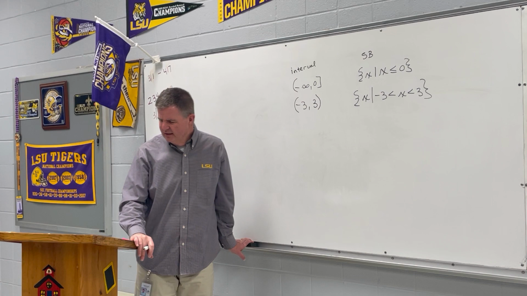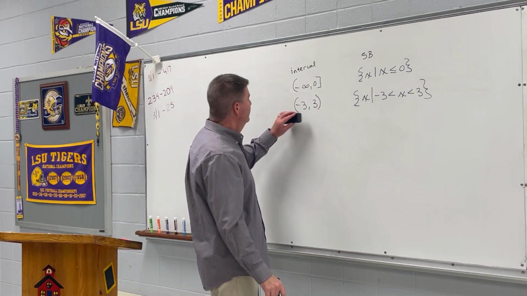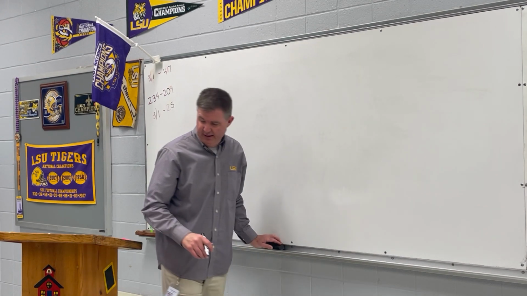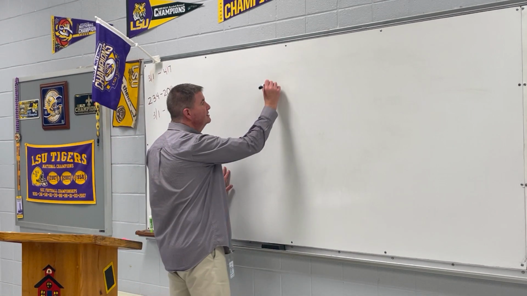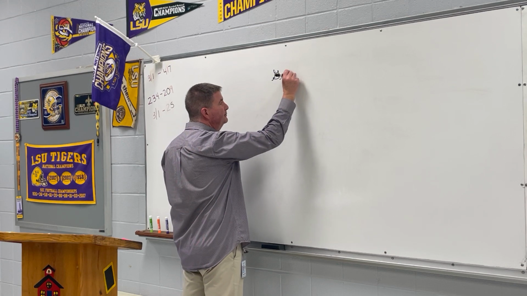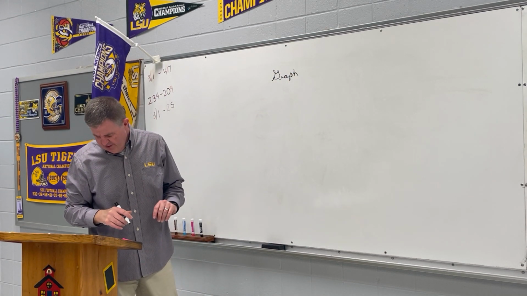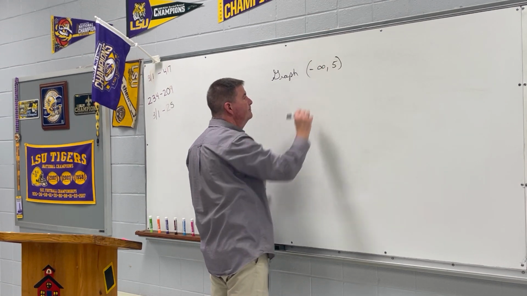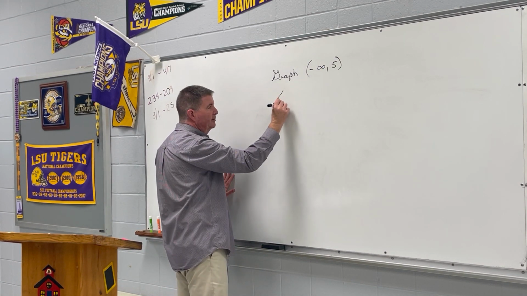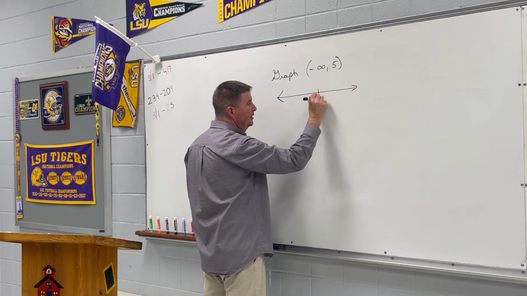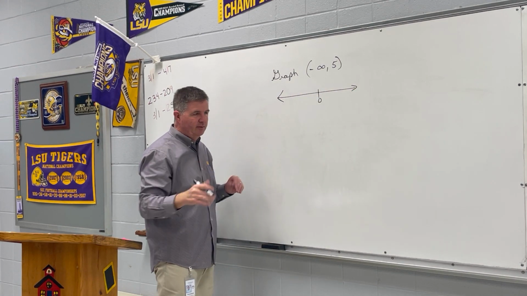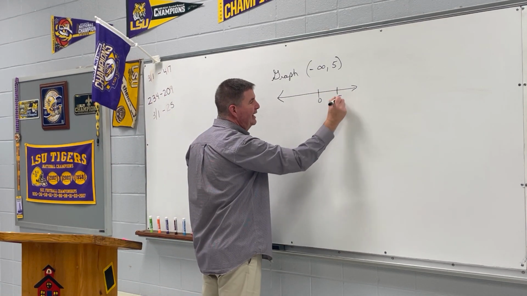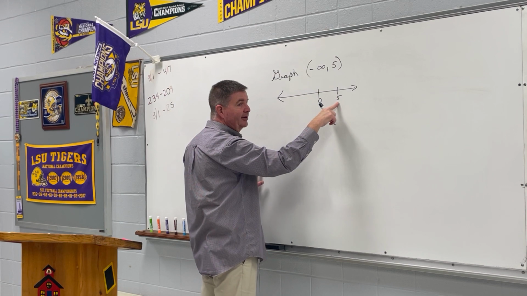Okay, now they want us to graph these things. Well, how are we going to graph these things? They're going to be graphed on a number line. So it says graph negative infinity to 5. So it's going to be on a number line. We know that this is a 0, which is kind of what we say is our middle, even though a line has no middle.